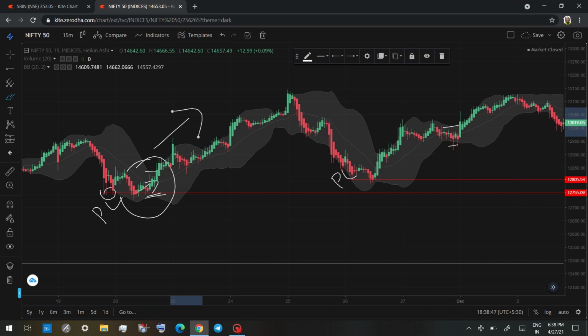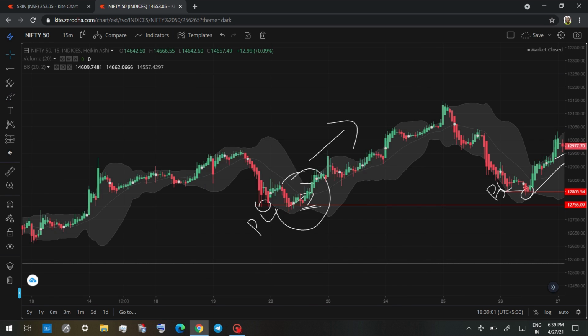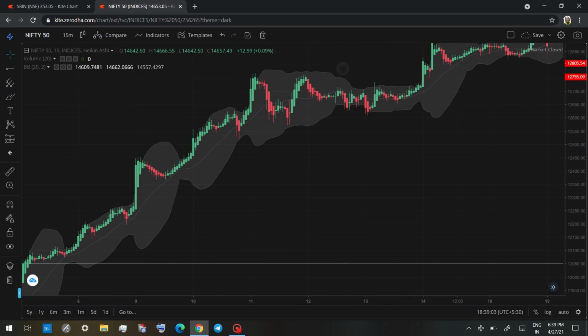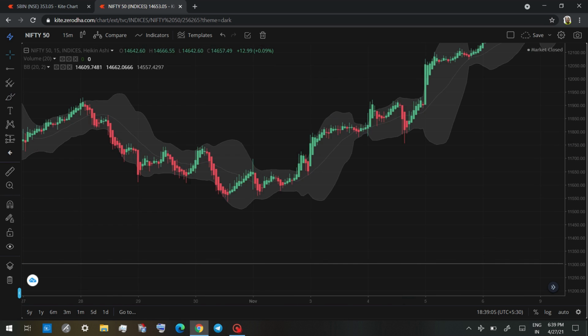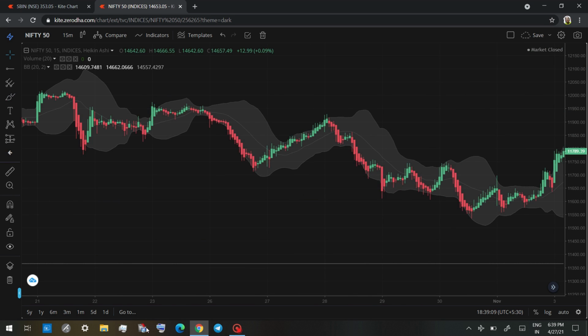In this case, you can check that it didn't cross the previous low. Go for a buy. I'll show you next for a downward trend. Here, I am drawing a trend line for the previous high.